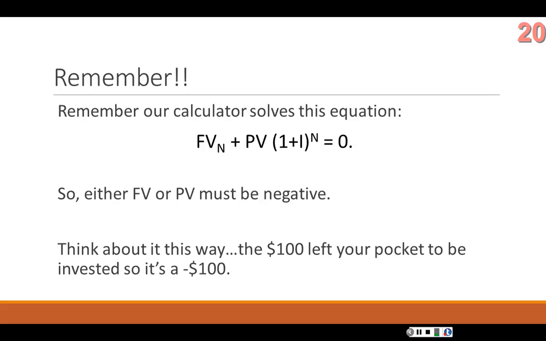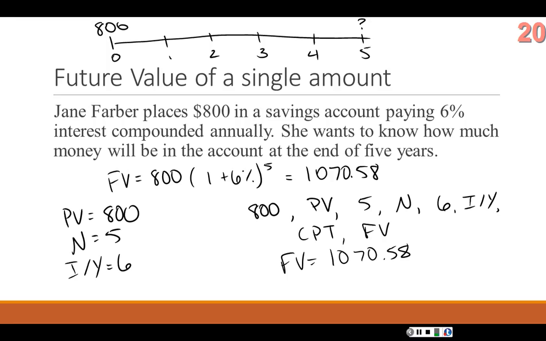So the way that we usually think about it is we say, if you deposit $100, that $100 left your pocket, you no longer have access to it. So it would be a negative $100. So in the example that we just did, typically I would just put the present value as a negative, because he deposited $800 into a savings account, he no longer had access to that money. When he withdraws it in 5 years, he'll have $1,070.58. So that should be a positive number.